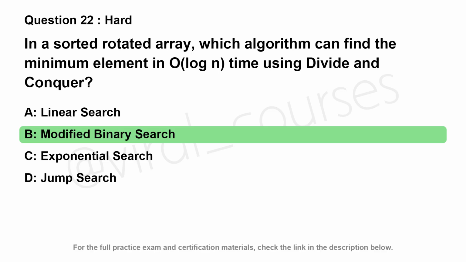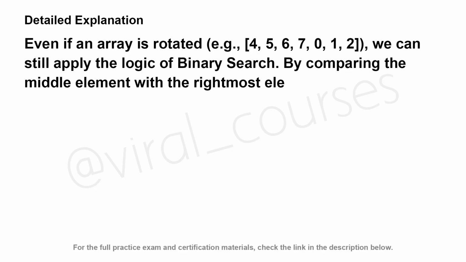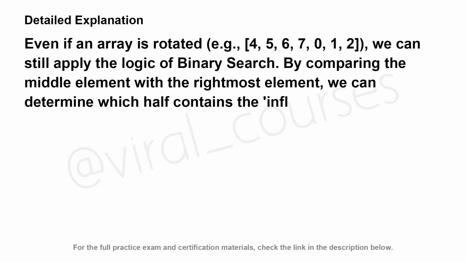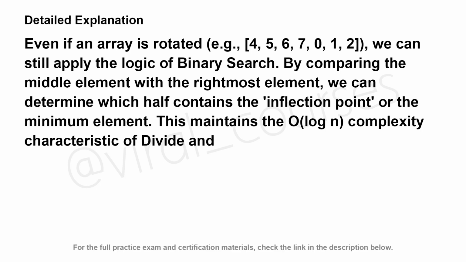The correct answer is B. Even if an array is rotated, e.g., 4, 5, 6, 7, 0, 1, 2, we can still apply the logic of binary search. By comparing the middle element with the rightmost element, we can determine which half contains the inflection point or the minimum element. This maintains the O(log n) complexity characteristic of divide and conquer searching.